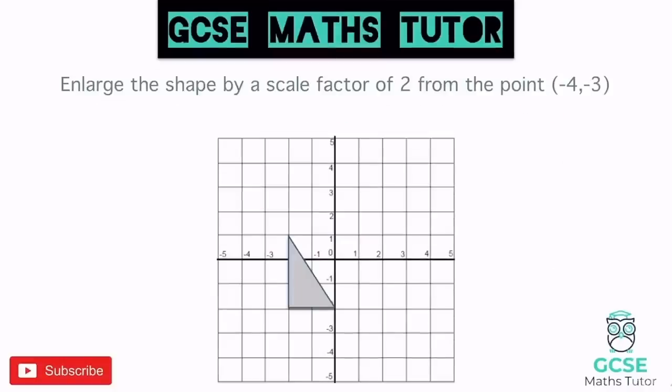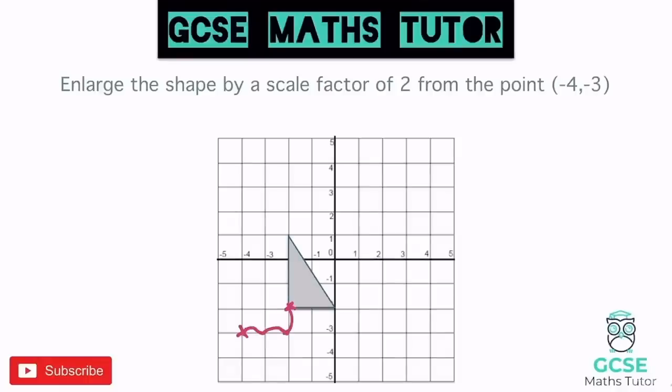Okay, so enlarge the shape by a scale factor of 2 from the point minus 4, minus 3. So let's identify that point first, minus 4, minus 3, and then we're just going to enlarge it by a scale factor of 2. So what I do is I pick a point on the shape, normally the closest one, let's say this one here, and I just think, right, how do I get there from the point? So we go 2 across and 1 up.